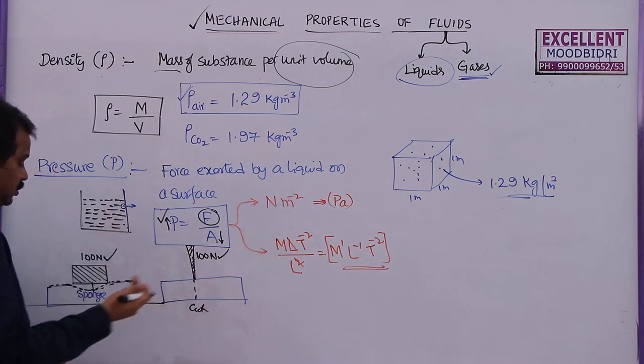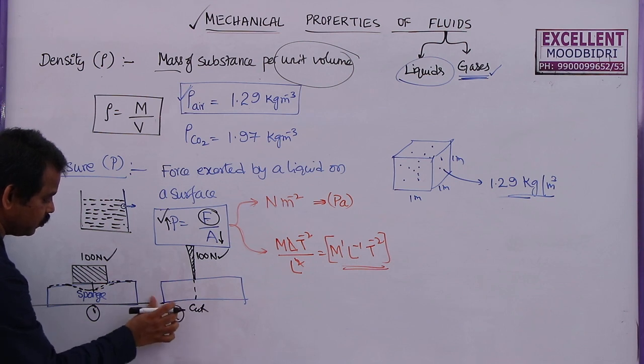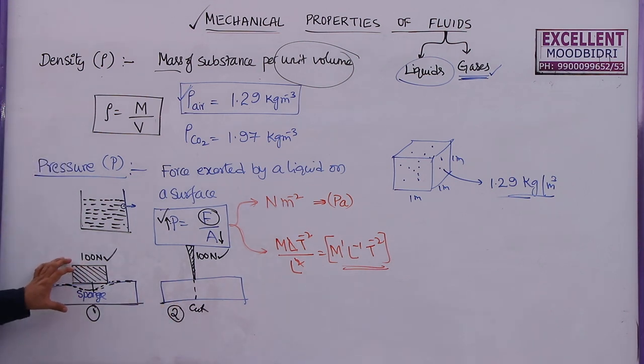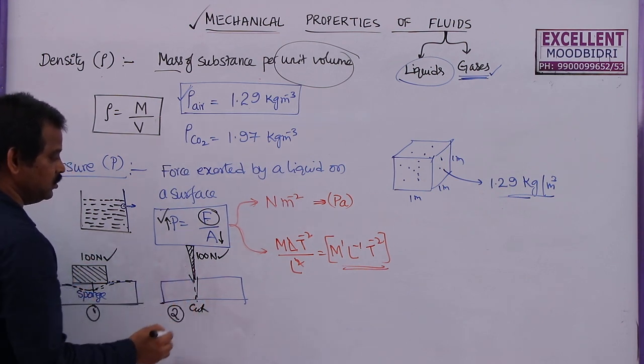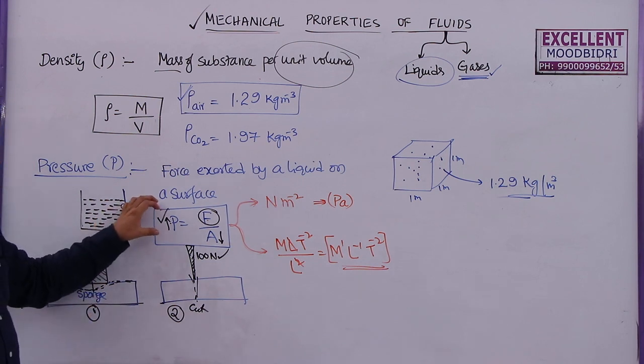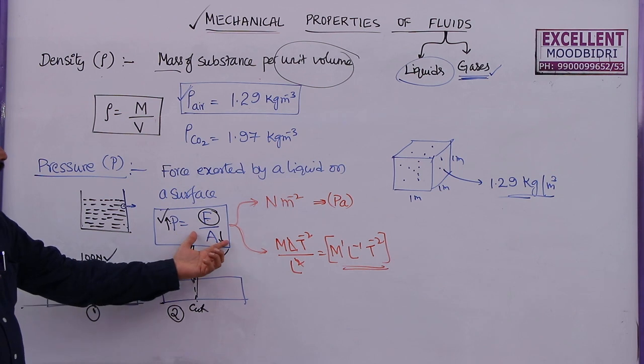That means the effect is different. Here in diagram 1 and diagram 2, the effect in the first one is different. It is just deforming the sponge, whereas in the second one it is cutting the sponge. So pressure can be understood by the effect of force on a particular area.